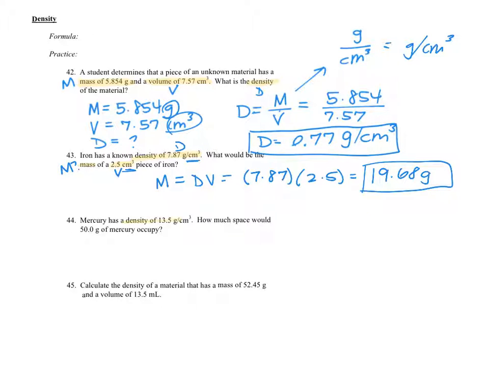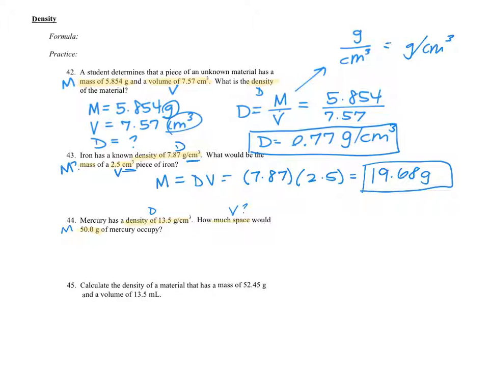Mercury has a density of 13.5 grams per centimeter cubed. How much space, is the question, would 50 grams of mercury occupy? So again, if you didn't read this off the top, you might get confused. It gives you a density, and when it says how much space, that's a volume. It's asking you to solve for V, and then 50 grams is actually your mass. Remember, grams measure mass. Our units agree. I have a gram and a gram, so I can just go ahead, find the formula, and plug in.